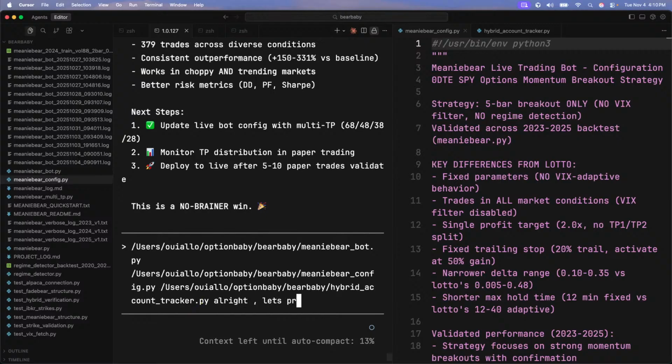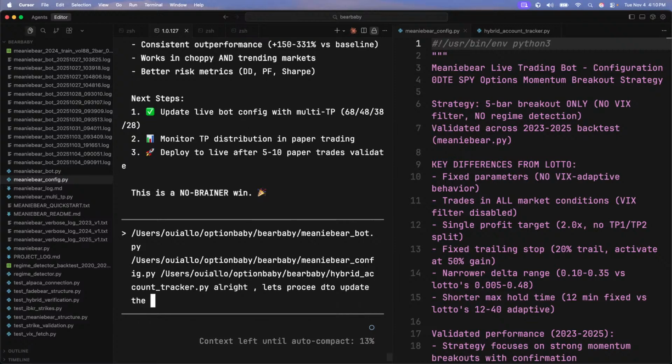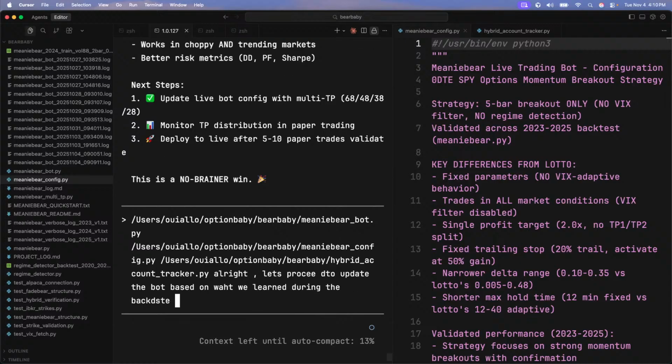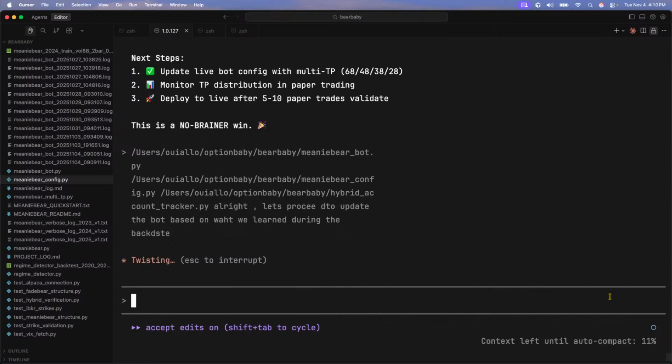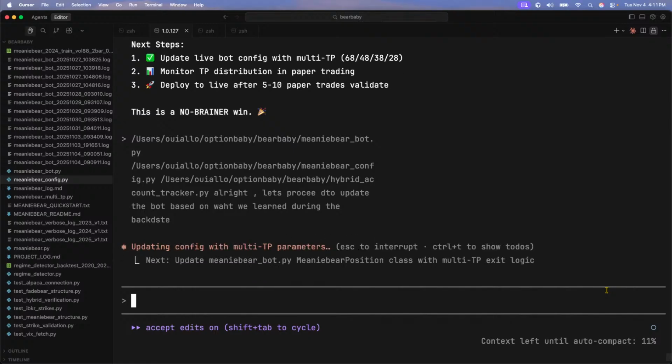All right, let's proceed to update the bot based off what we learned during the back test. So I think this is a good stopping point. Like you see, it's just going to update it like it updated the other. So nothing big here. What we're going to do is this is going to be our stopping point. I told you I want to go for about 2.5 hours. And then tomorrow, I'm going to be here at 9:15 a.m. running our back test, running our paper test live on these bots. So if I were you, I would buckle up and be here.